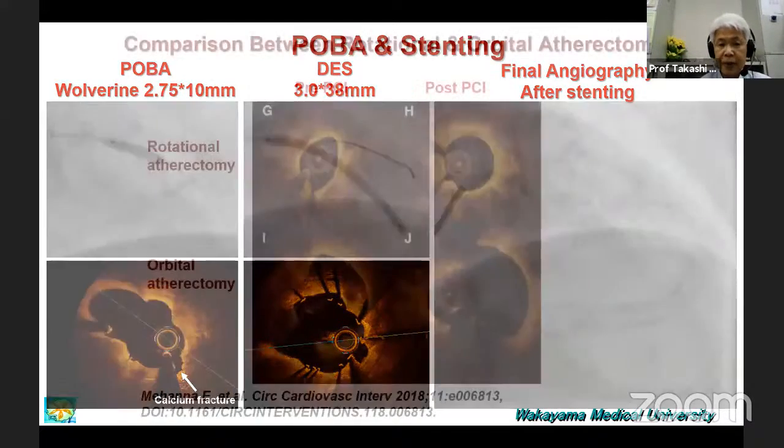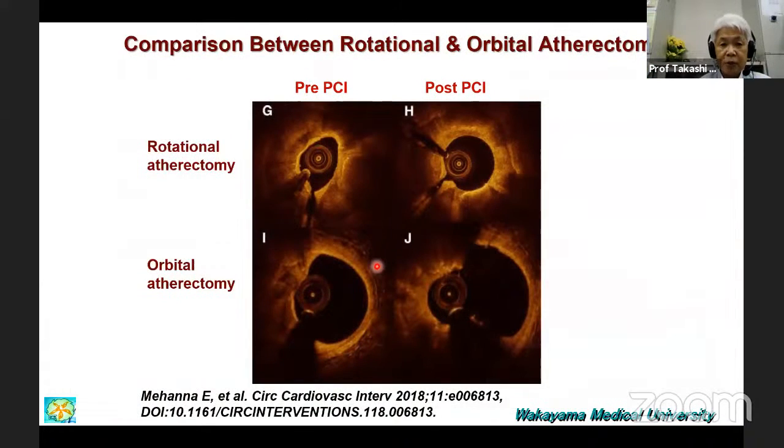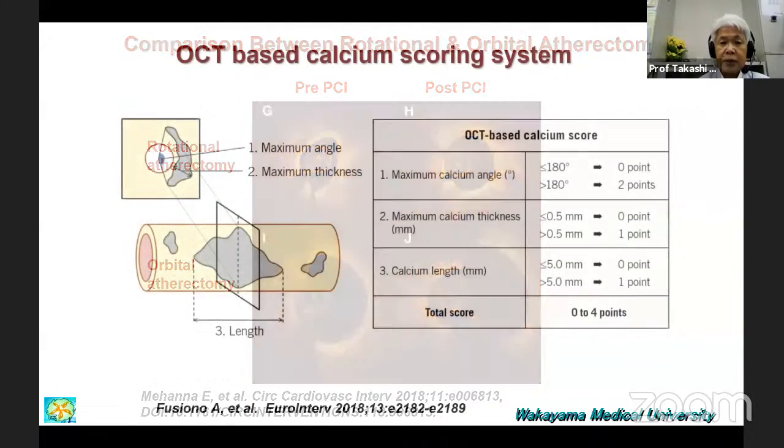Great result. So I would like to recommend, if the calcium is circular, we can use the rotablator very safely, as shown in this slide. However, if there is a thick eccentric calcium, if we can use the wire bias, orbital atherectomy should be better compared with rotablator.